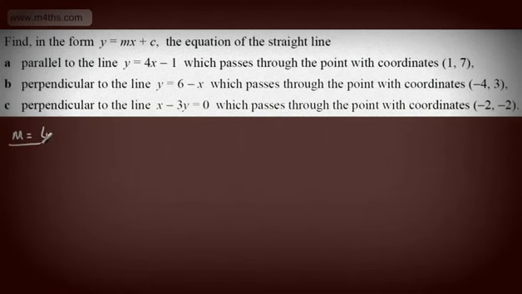There are two different ways of finding the equation of a straight line. All we need is a gradient and a point that it goes through. So we've got the gradient and we know it's parallel, and then we've got a point that it goes through, 1, 7.